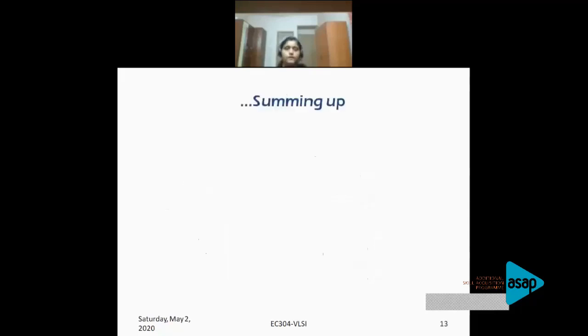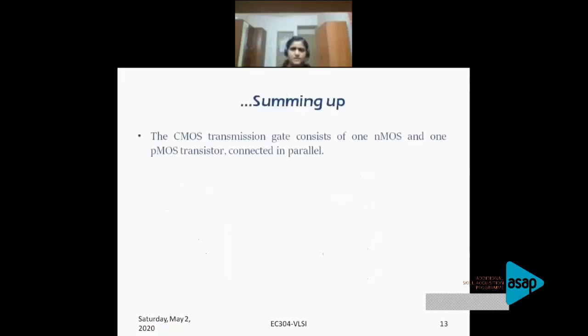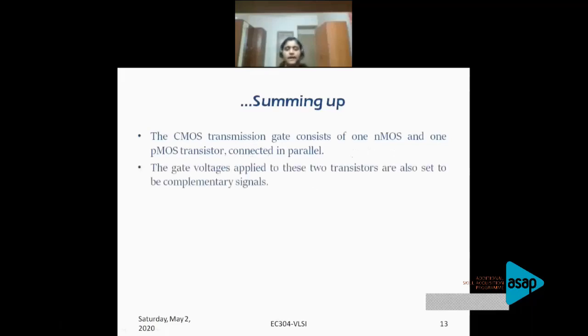Okay. So we'll just sum up, or we'll just try to define transmission gate once again with all the points that we have seen. So a transmission gate or a CMOS transmission gate consists of one NMOS and one PMOS, and they are connected in parallel, like what we have seen. Then one more point we have seen is the gate voltages applied to these two transistors, the NMOS and PMOS which are connected in parallel, are also said to be complementary signals. That is what we have seen.